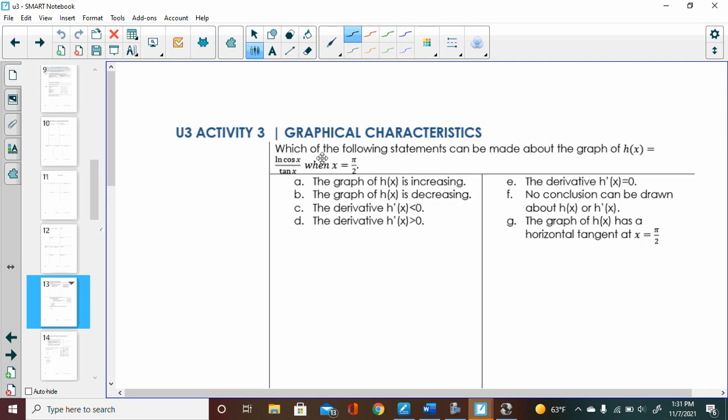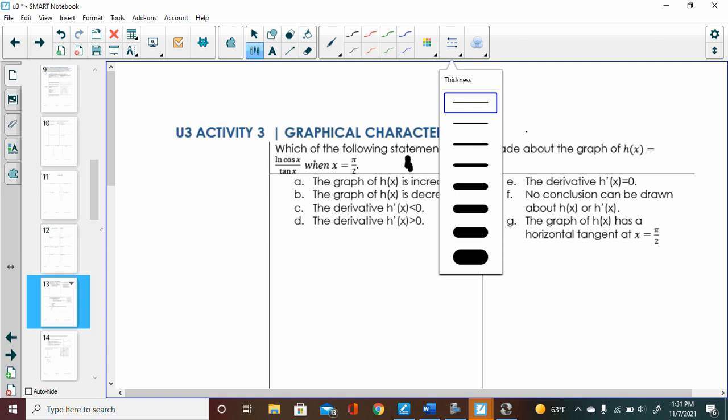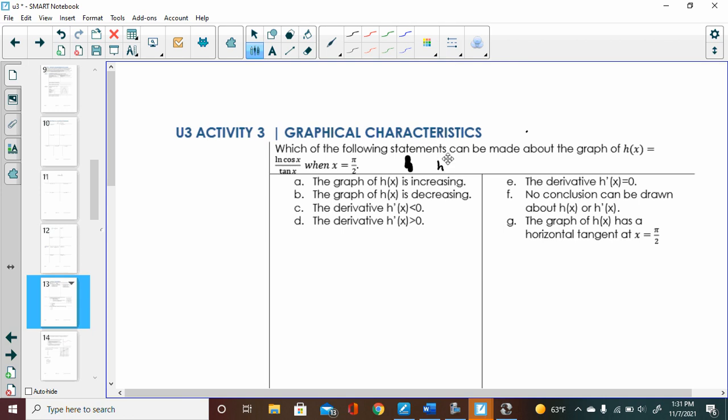It says, which of the following statements can be made about the graph of h of x equals the natural log of cosine of x over the tangent of x when x equals pi over 2. So what we'll be looking for is h prime of pi over 2. We just need to determine what h prime is.